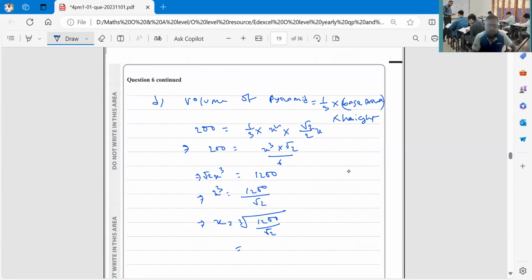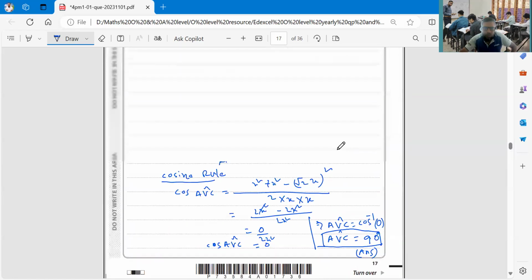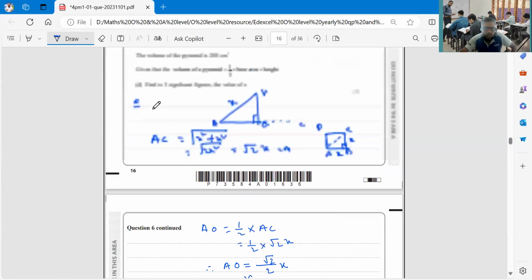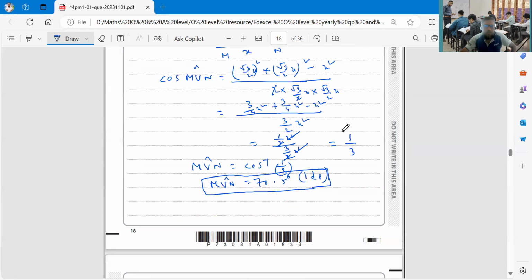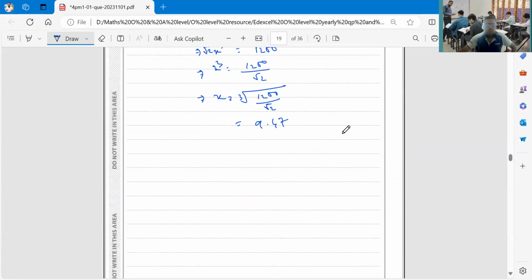So in the calculator, you will get 9.47. If you make two decimal places, 9.47. Is there any information given here? What did the question ask you to find out? Is it one digit? Three significant figures, very, very important. So 3 SF, 9.47. So x equals to 9.47, 3 significant figures. So this is the answer.